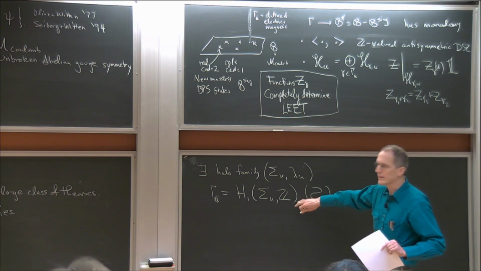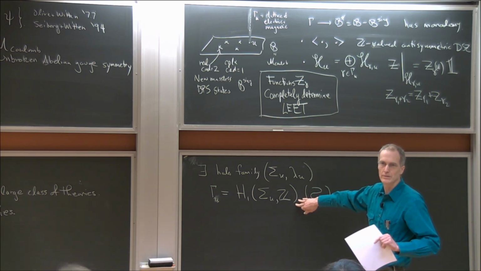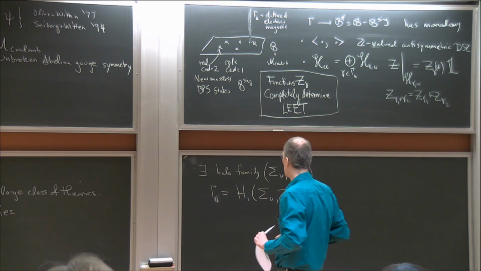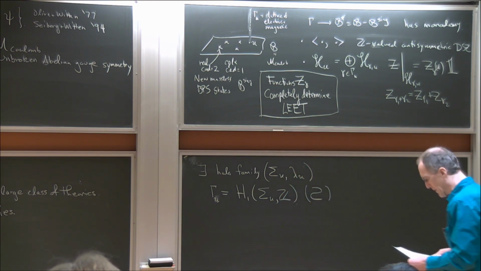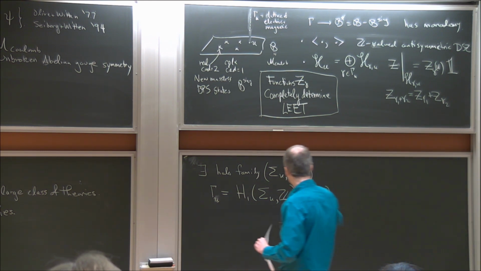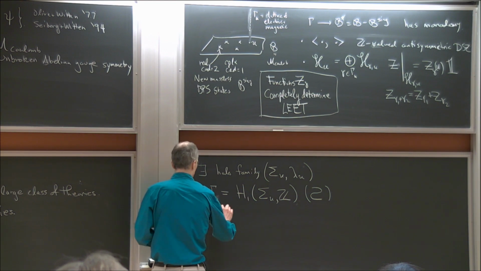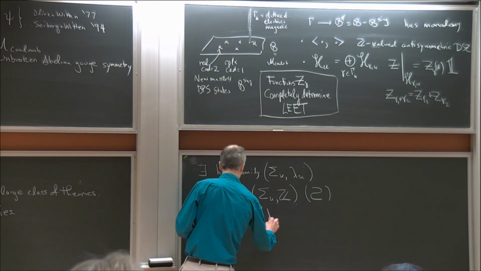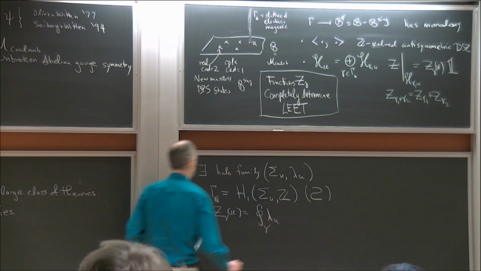And well, indeed, the first homology of a Riemann surface has an integral antisymmetric form on it, right? You can just take the intersection of the curves on the Riemann surface. And now, because you specified this data, the formula for z gamma of u is just the periods of lambda u around gamma.